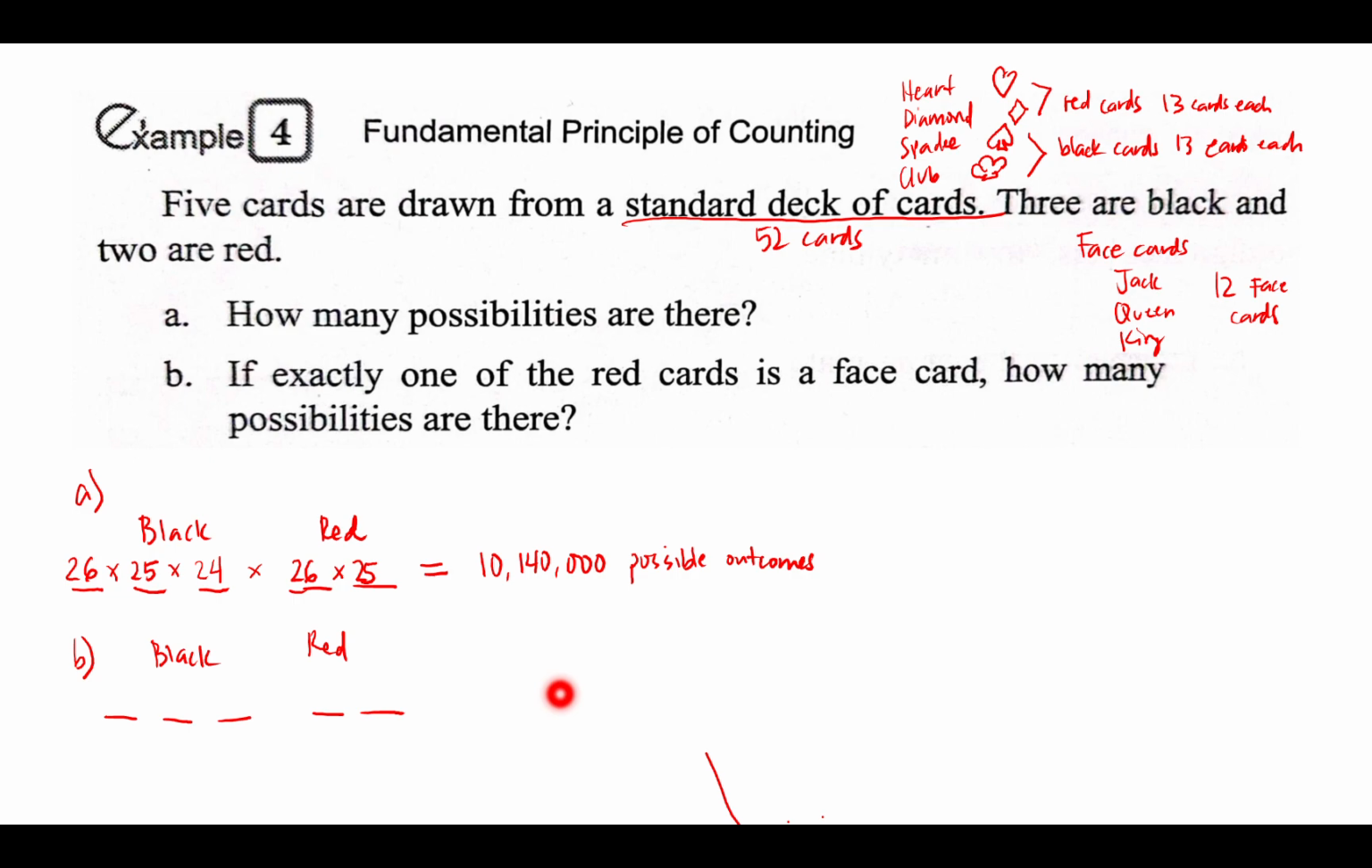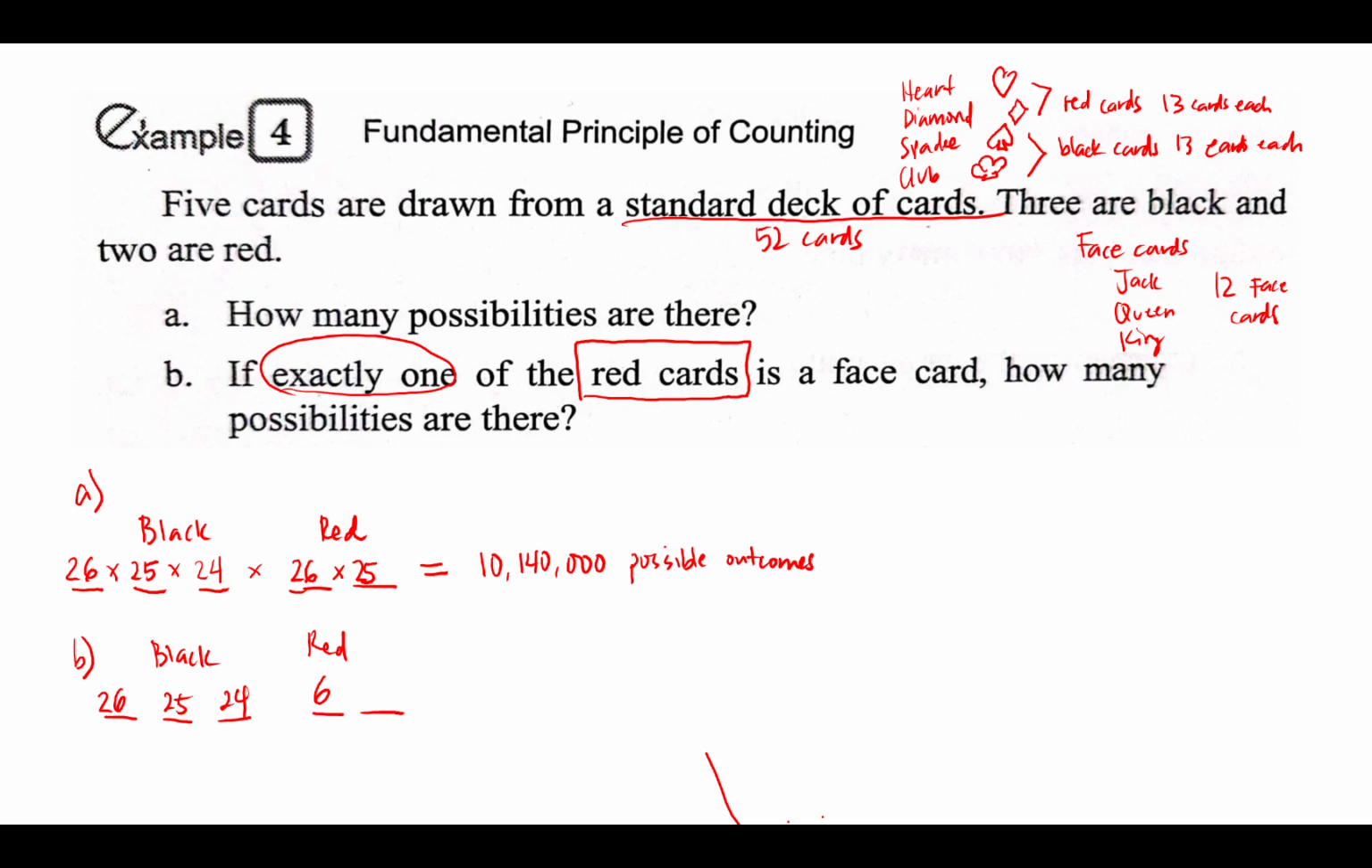is a face card. Okay, so here for the black card, you just simply follow the sequence. You have 26, 25, 24. But how about for the red card? It says here, if exactly one of the red cards is a face card, so we are pertaining to red cards. Exactly one. So how many face cards are there when we talk of red cards, for the heart and diamond? So you have Jack, Queen, King for the heart and Jack, Queen, King for the diamond. Therefore, we only have 6 face cards.